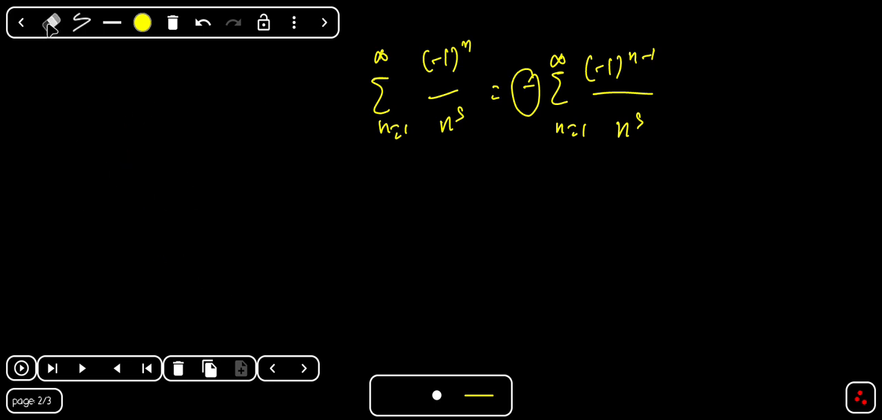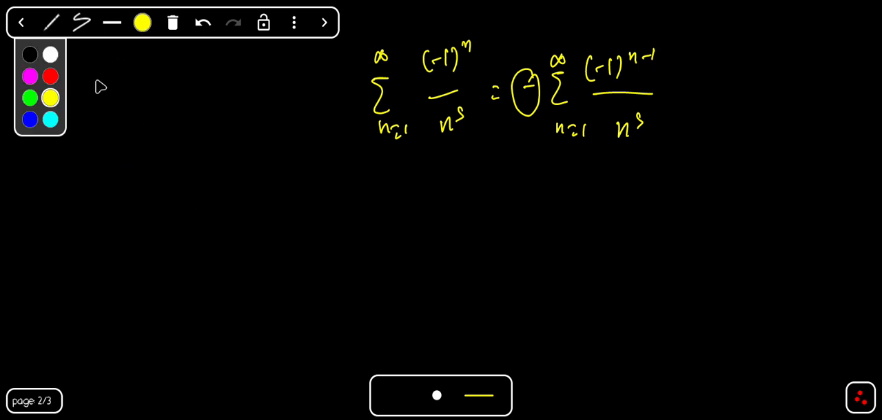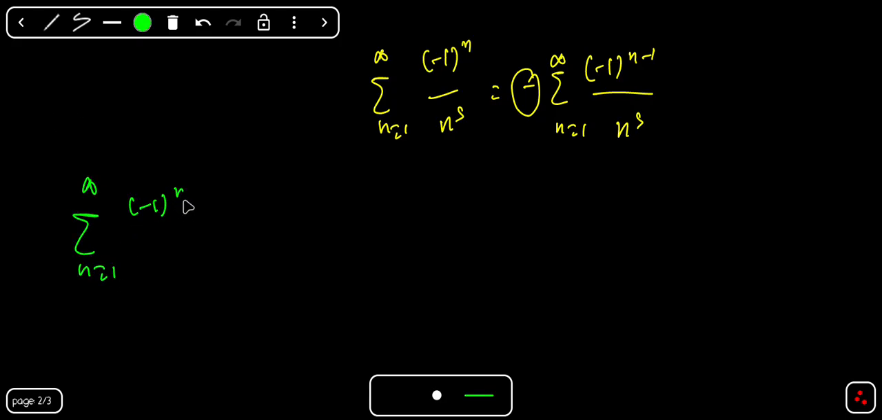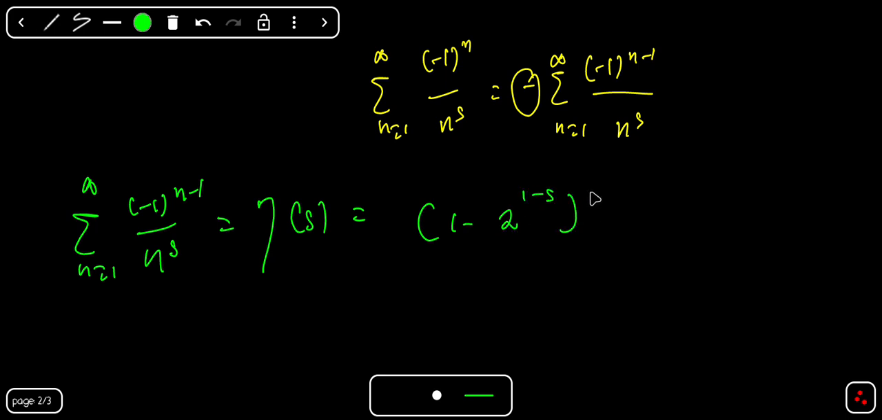Are we together? Now, remember or recall that the sum of n from 1 to infinity of minus 1 raised to the power of n minus 1 over n raised to the power of s will give us eta of s. Okay, that's the eta function. And we have a general formula for that, which is 1 minus 2 raised to the power of 1 minus s, then multiplied by zeta of s. Are we together? And don't forget this negative sign right here. So this will be equal to negative eta of s.